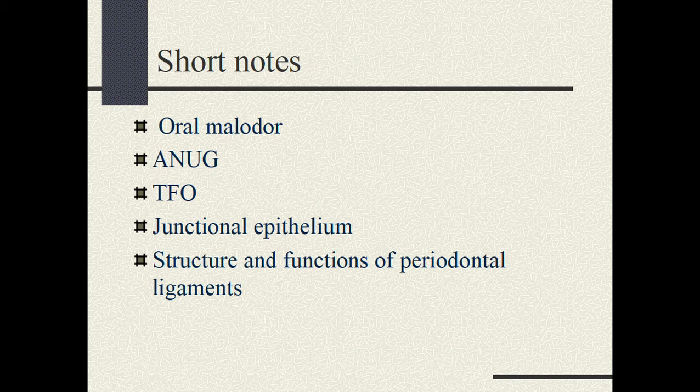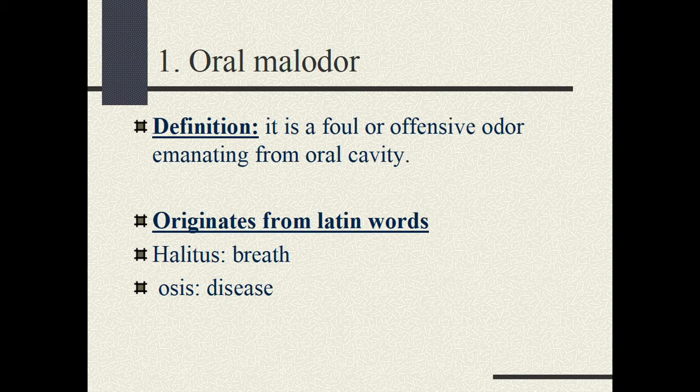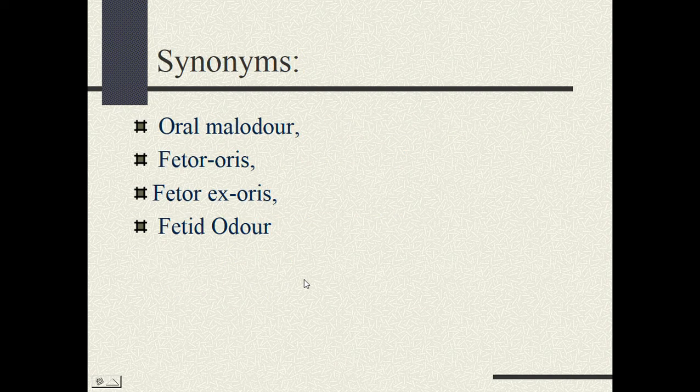Coming on to the short notes, we'll be discussing oral malodor first. It is a foul or offensive odor emanating from the oral cavity. I have taken this definition from the book Carranza. The word originated from the Latin words halitus and osis, meaning breath and disease: halitosis. Other synonyms are given here on the screen.